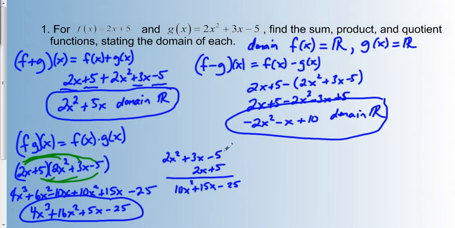2x times negative 5 is negative 10x. I think I'll write that here in this column. 2x times 3x is positive 6x squared. And 2x times 2x squared is 4x to the third. Now, we add going down. And we get the same thing: 4x to the third, positive 16x squared, positive 5x, negative 25.